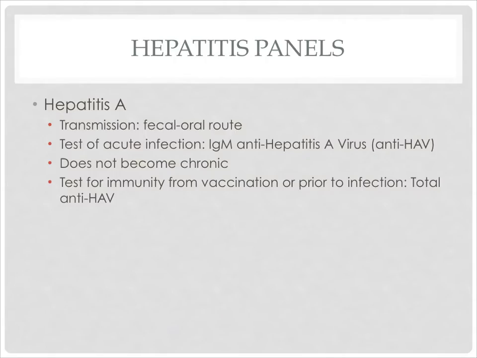We're going to spend some time now talking about hepatitis panels. We're going to start with hepatitis A. Remember, this is an acute infection that does not progress to a chronic phase, and it's transmitted via the fecal-oral route. The test that you're going to order to see if someone is acutely infected with hepatitis A is going to be an IgM anti-hepatitis A virus study.